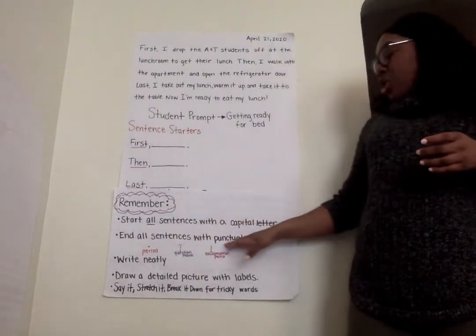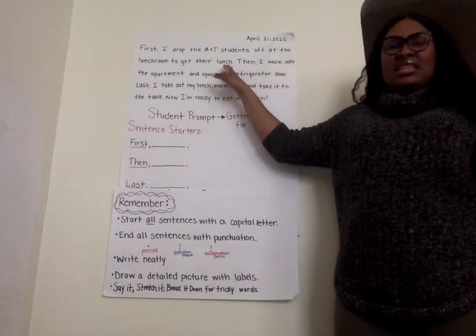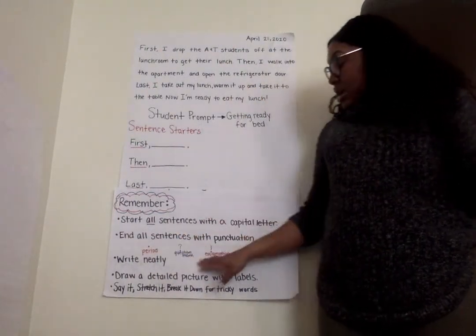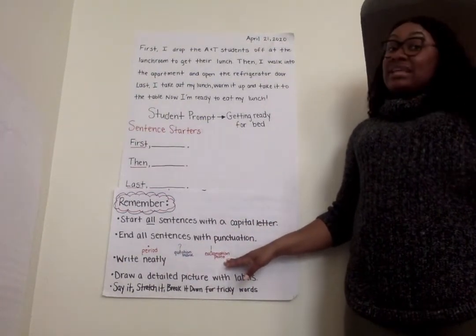Make sure you end all sentences with some type of punctuation mark. You can't just write a sentence and then not show me how it ends. So make sure you have a period, a question mark if you're asking a question, or an exclamation point if you're really, really excited about something.